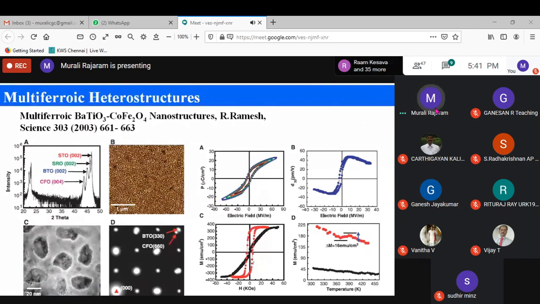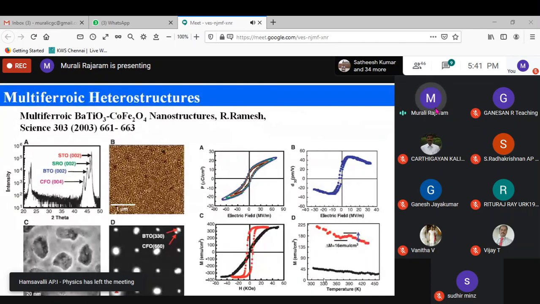As I said, this is the temperature and magnetization. As we all know, the Curie temperature for barium titanate is around 120 degrees centigrade, which is around 390 Kelvin. Okay, so around that there is a change in the magnetization. So this shows that the electric polarization and the magnetic polarization in this kind of material are coupled together.